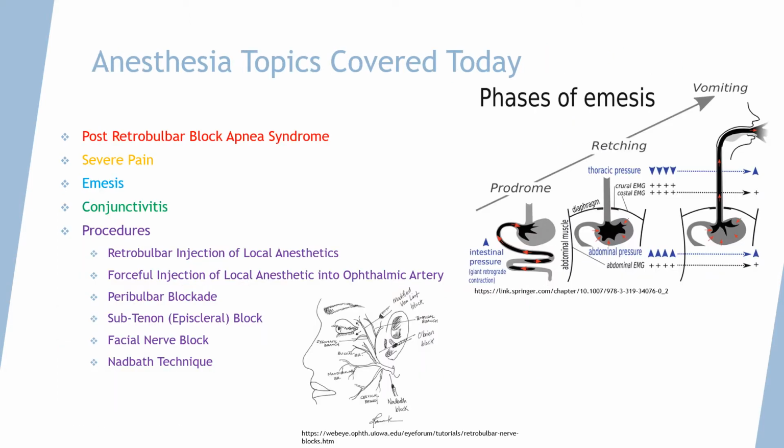So the topics that we'll cover today from an anesthetic point of view are as follows. First, post-retrobulbar block apnea syndrome, severe pain that can be experienced in the OR, emesis, conjunctivitis, and several anesthetic procedures, of which we've selected 6.